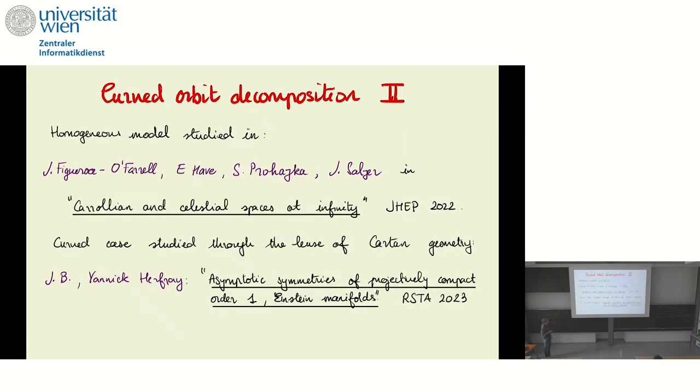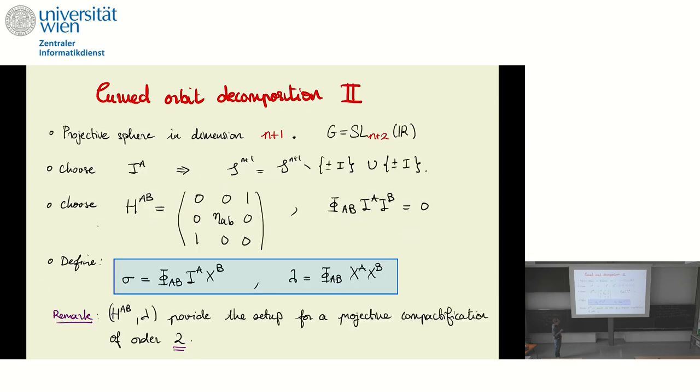Okay, so going towards the answer to this is to look at a homogeneous model studied in this article here, Carrollian ancestral spaces. And we're going to look at it from the point of view of projective geometry, and then we generalize the discussion to the curved case. As a starting point, you'll see that there's an ambient space.